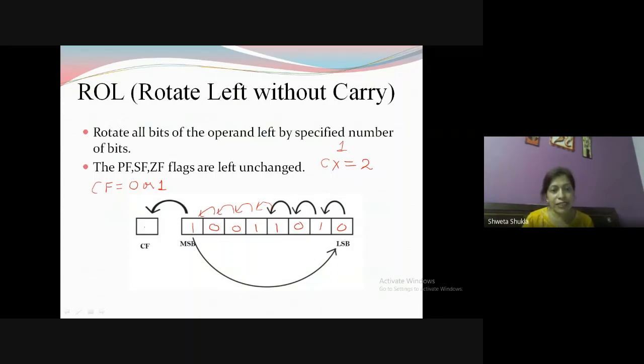So remember, after the first rotation, the CF will become 1, and then we have the value 0, 0, 1, 1, 0, 1, 0, 1. So this is the value after the first rotation. Remember this thing. But if the instruction says you have to rotate it 2 times, then you have to again carry on the same process.